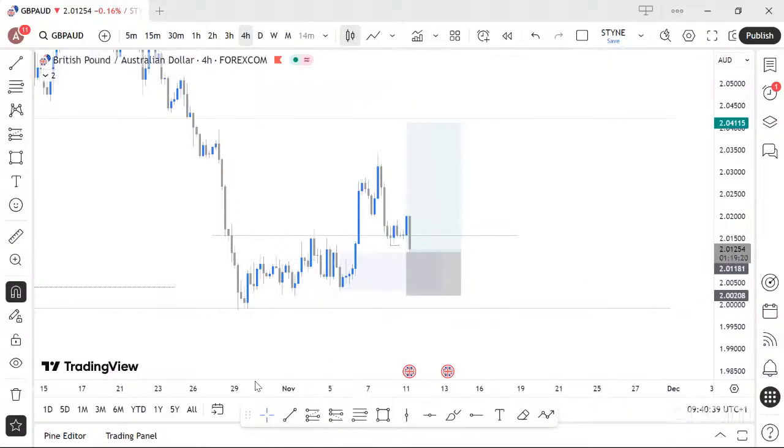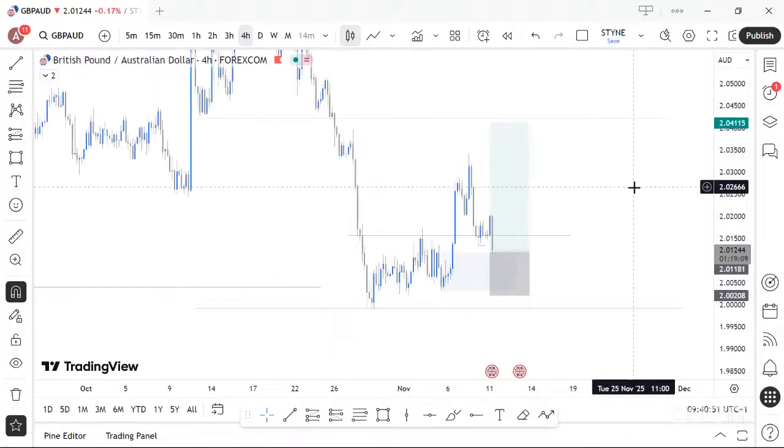Is somebody saying something in the chat box? Price, please. If you copied it, just paste it here. I will not copy and paste here now. GBP CAD, please. What do we have for GBP CAD?